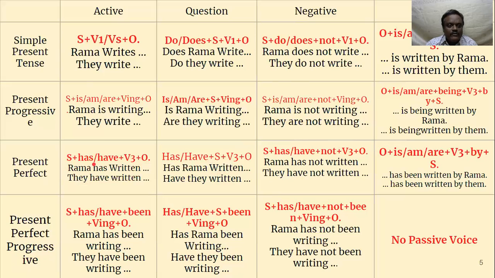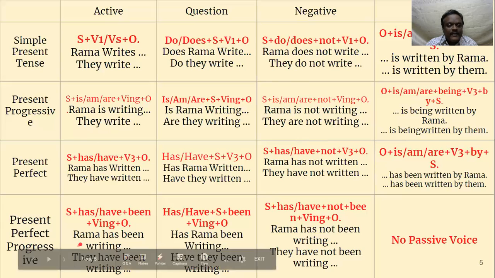That means we have to use have form here. See, in simple present tense, we are not using any helping verb as such, but in question, negative and passive voice, we have, of course, do form and also be form in passive voice. So in present progressive, we are using be form. Present perfect and present perfect progressive, we are going to use have form.